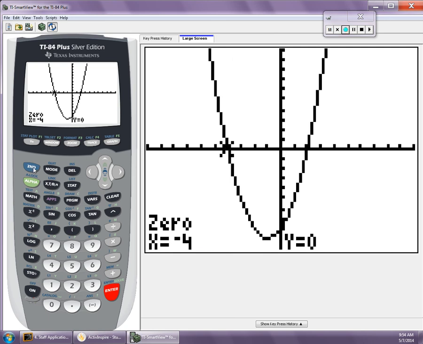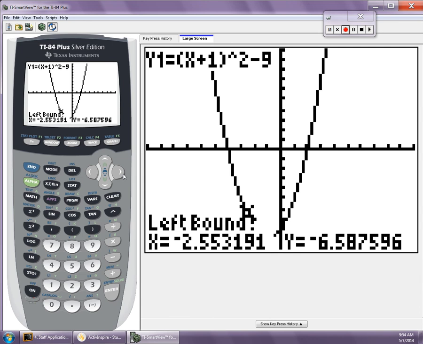The other one we could just do by using that same method, second calc, zero. But now I'm going to go to the left bound of the other x-intercept. Notice as I'm hitting the right button, it's moving up. So left bound is actually going to be below the point.